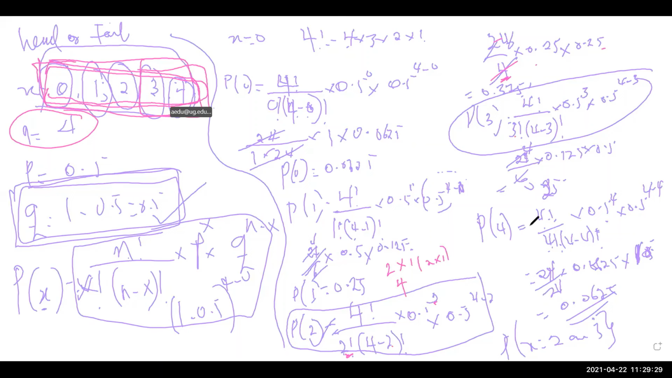3 factorial is the same, 4 minus 3. X is still 3, so that's why you see the 3 here. Then the number of failures is 4 minus the number of successes, which is 3. This raised to the power 1 will give you 0.5. This to the power 3 will give you 0.125. Respectively, we have 0.25. Please, is this okay?